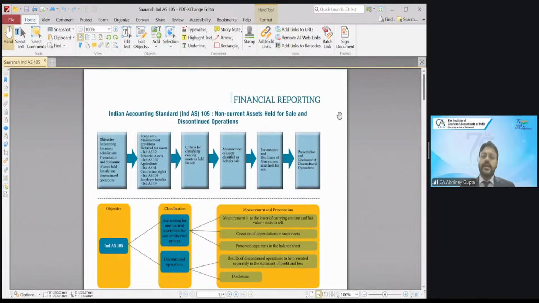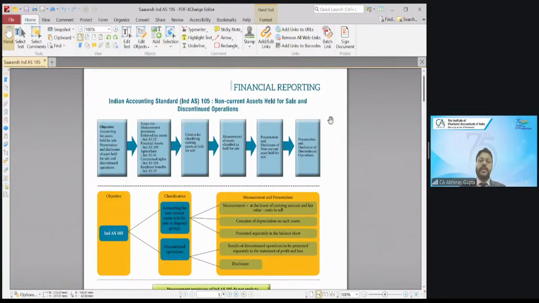So what do we mean by non-current assets held for sale and discontinued operations in the first place, right? Non-current assets held for sale, for example, if the company is planning to sell any of its divisions, or verticals, or any of its subsidiaries, or any of its plants, factories, right? So all that comes into the coverage of this standard. Whenever certain criteria or conditions prescribed by this standard are met, then only we will conclude that yes, these are the non-current assets which are held for sale by the company, right?